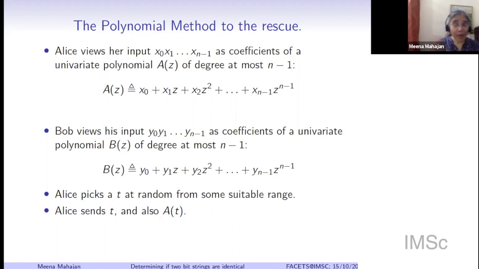We'll have to figure out what that range should be. Alice picks a t at random from some suitable range. Because she's picking it at random, Bob doesn't know what that t is. So she has to send t. She tells Bob, hey, this is the t I've picked.